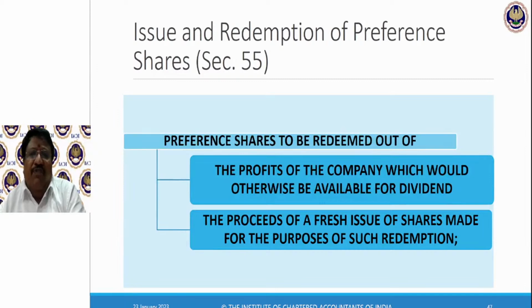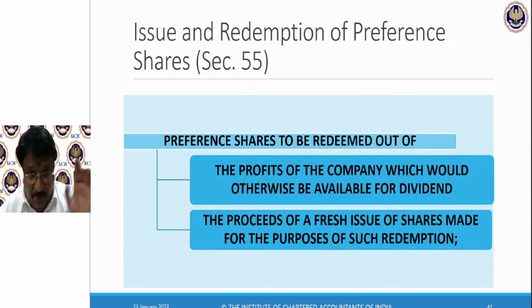So preference shares are to be redeemed out of the profits of the company, which would otherwise be available for dividend. So only free reserves are available for dividend. Free reserves are those reserves which are available for declaration of dividend. So the redemption of preference shares is possible only out of free reserves, profits of the company which would otherwise be available for dividend. For example, general reserve available for declaring dividend.